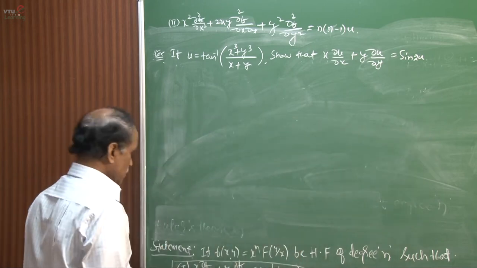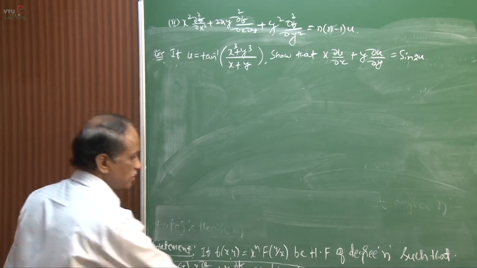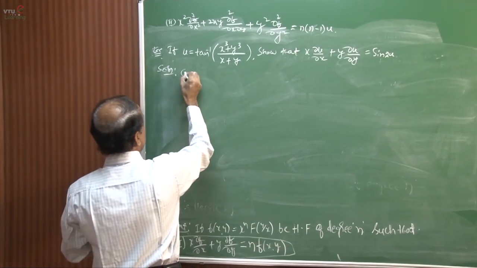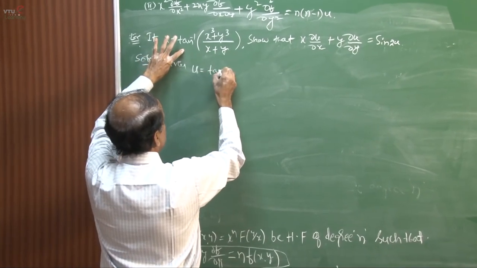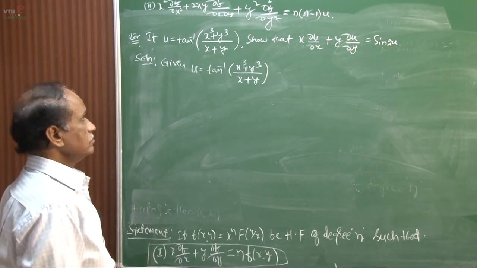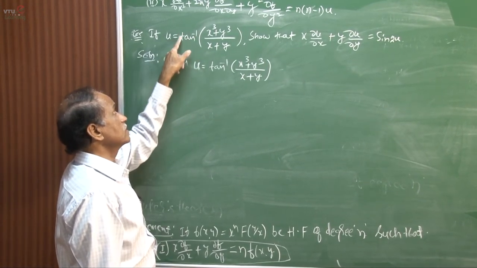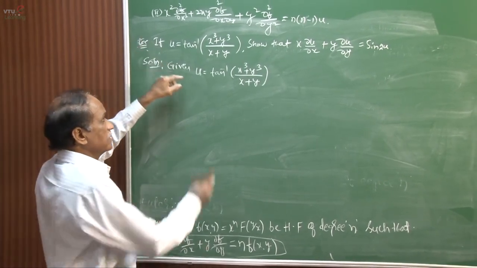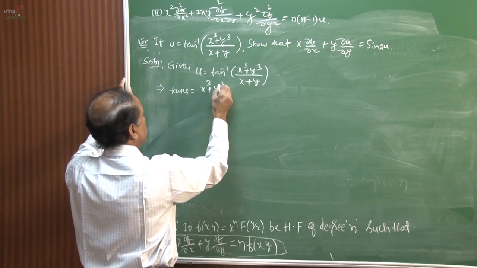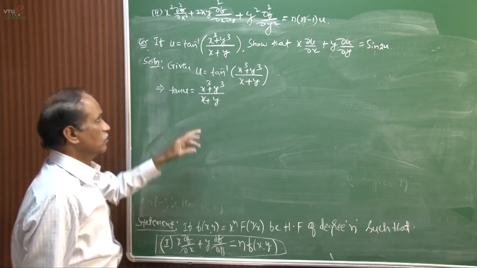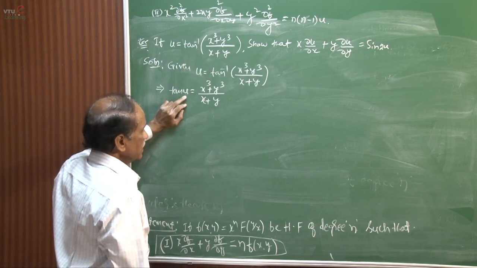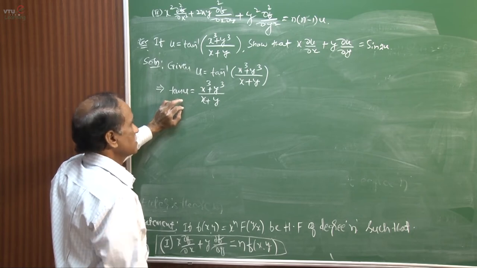Now, I shall apply this result, that is the summation of first order derivative equals n into f. That means now this problem is to be discussed with the first order derivatives. Given u is equal to, as it is, you write tan inverse of x cube plus y cube divided by x plus y. So, whenever you come across an inverse function without the coefficient of variable or constant, then you shift this function to the left side, that becomes tan u is equal to x cube plus y cube divided by x plus y. Now, the rearranged function is tan u equal to x cube plus y cube divided by x plus y.